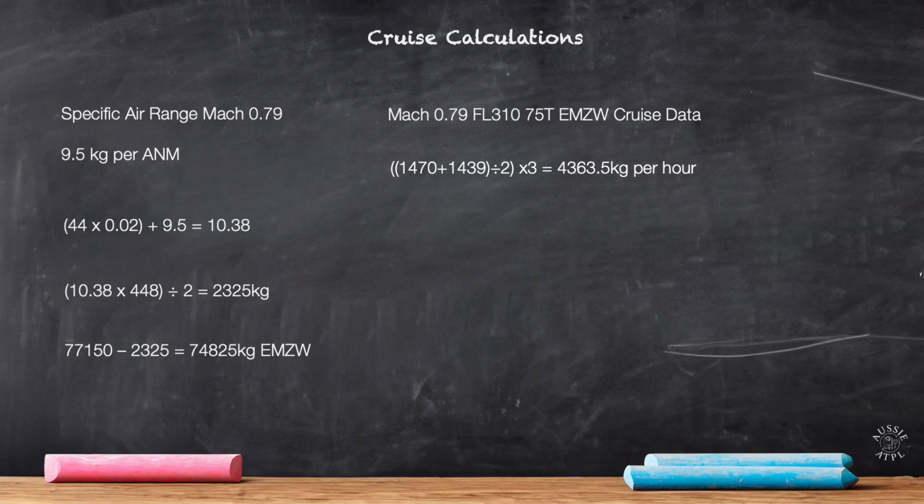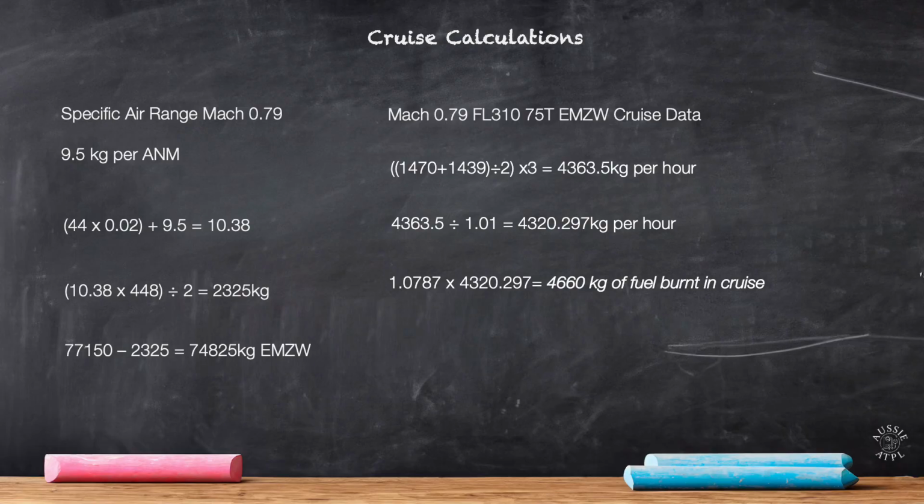1,470 kilos per hour and 1,439 kilos per hour. Add those together, divide by 2 and times by 3, and that'll give us our fuel burn per hour at 75 tons. We then divide that by 1.01 to adjust for our decrease of 1% for our -3 degrees of ISA, and that'll give us a fuel burn per hour. Times our fuel burn per hour by our hours that we're going to be in the cruise, which we just previously found, and that'll give us a total fuel burn in the cruise of 4,660 kilos.